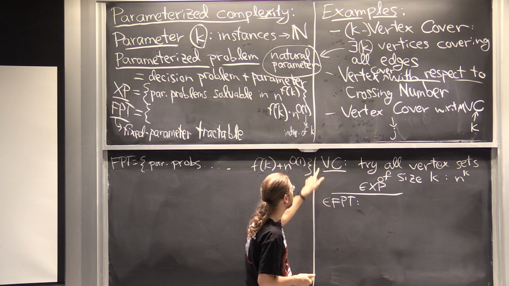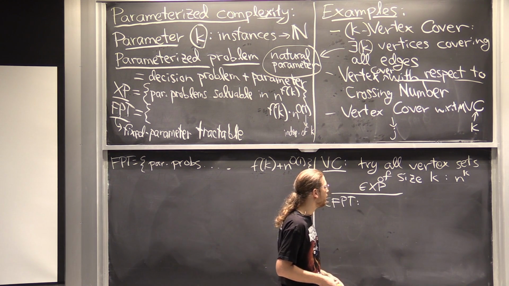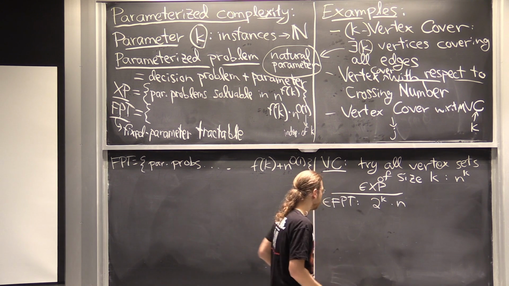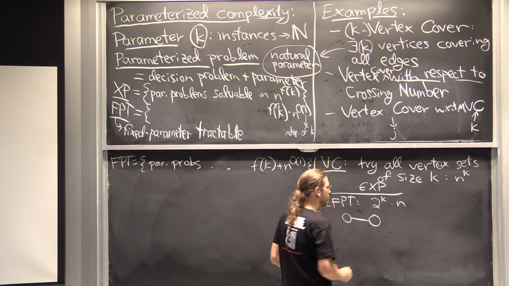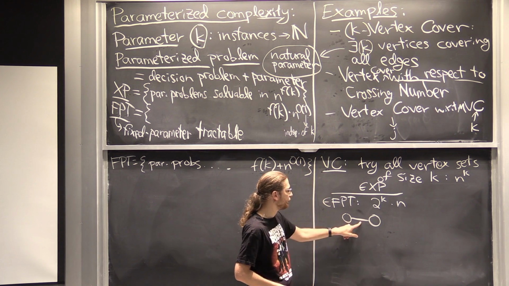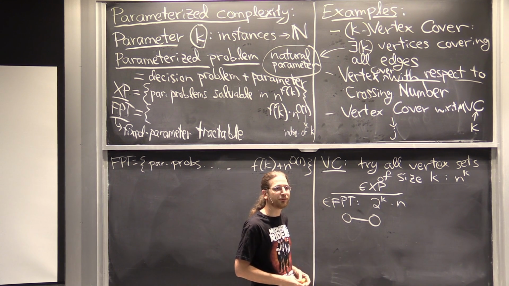Okay, let me prove vertex cover is in FPT, so much better running time than n to the k. I think I will get something like 2 to the k times n. Look at an edge of the graph, any edge. We know for this to be a vertex cover, one of the two endpoints has to be in there. Which one? I don't know, guess.